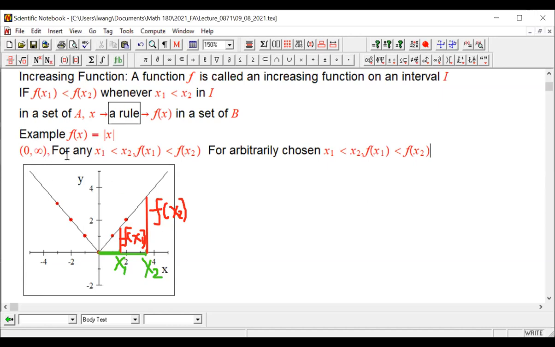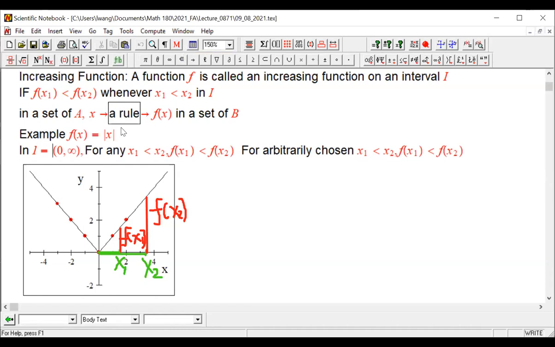Because for any x1, x2 in that interval I, f of x1 is less than f of x2. And you can see the meaning on the picture. When one input is less than the other input, their outputs also bear the same relationship in size. Is that clear? That's the meaning of an increasing function.